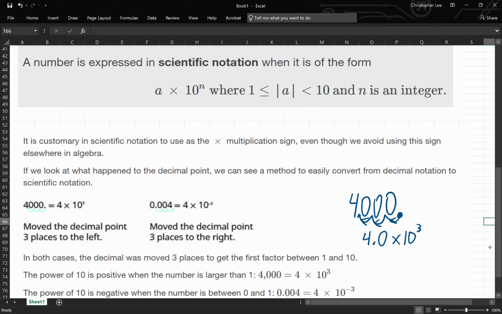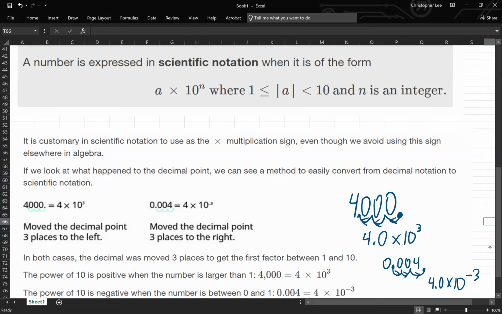right? So when you move the decimal point three spaces to the left, it becomes positive. And then you have the reverse, right? Let's say I have 0.004. I'm going to move this decimal point right here one, two, three spaces to the right. And when I move three spaces to the right, this becomes what? 4.0 times 10 to the negative 3. So when you move the decimal point three spaces to the right, it becomes negative. All right? Questions on that?